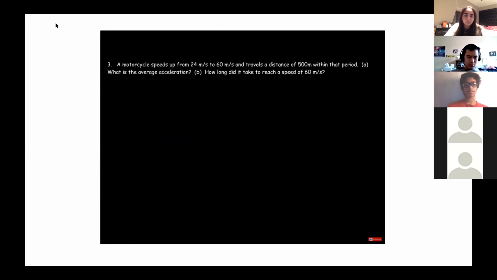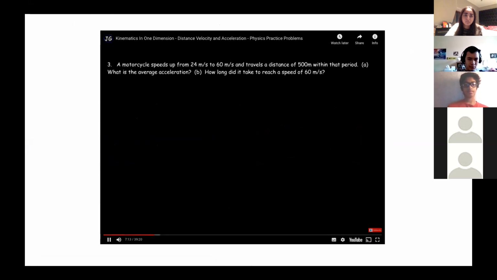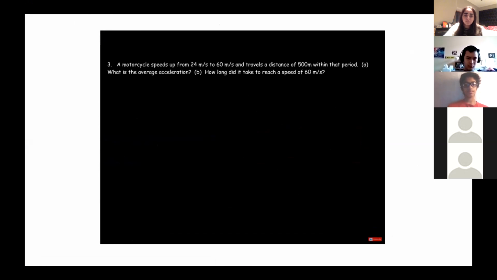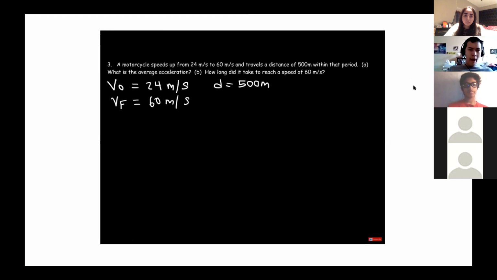Number 3. A motorcycle speeds up from 24 to 60 meters per second and travels a distance of 500 meters within that period. What is the average acceleration, and how long did it take to reach a speed of 60 meters per second? So let's make a list of all the variables we have. The initial speed is 24 meters per second. The final speed is 60 meters per second. The distance is 500 meters, and our goal is to find the average acceleration initially.